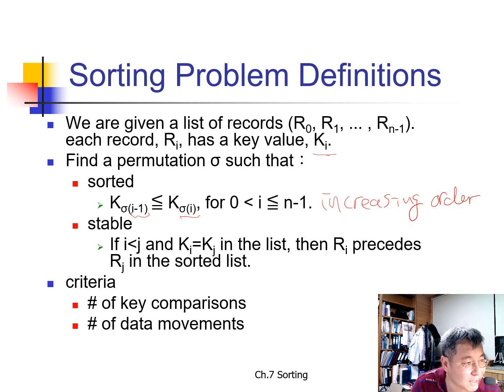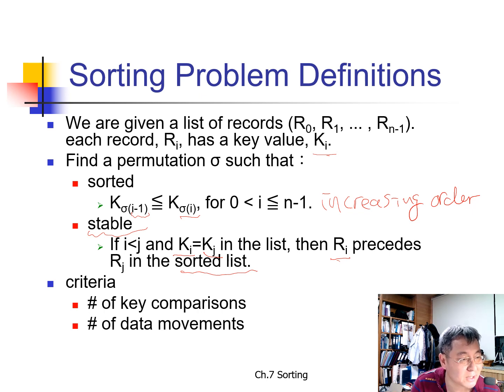And what is stable? Stable means that if i is less than j, and there are the same key values in the input record data, then Ri precedes Rj in the sorted list.